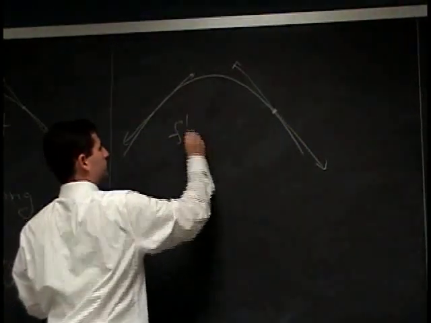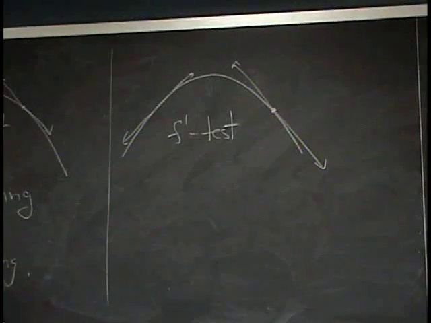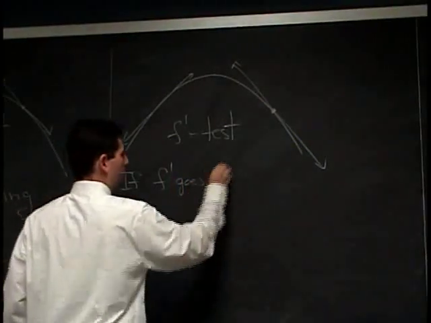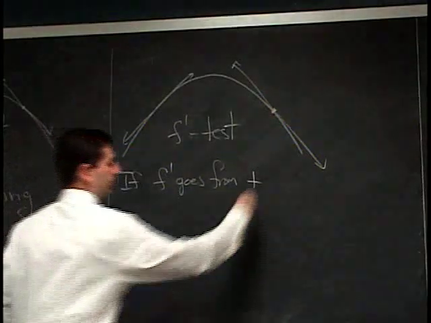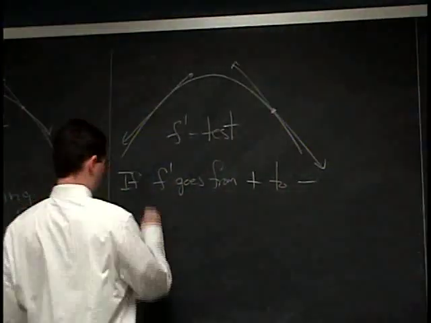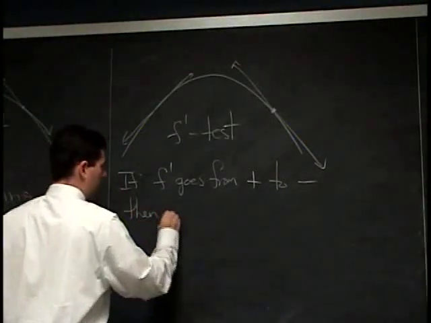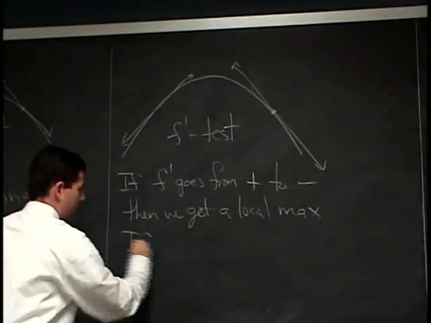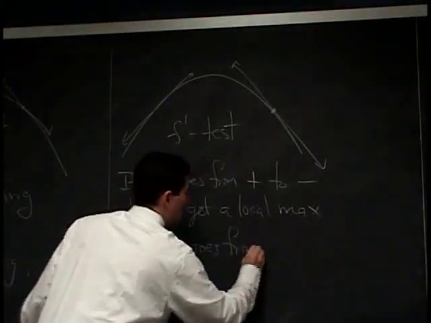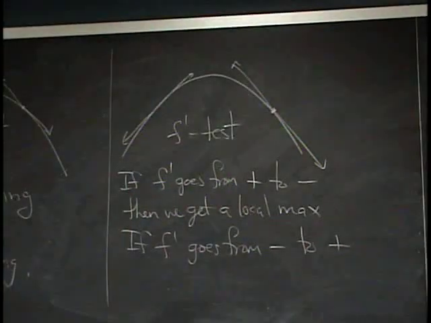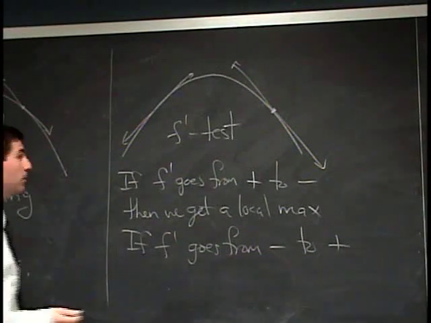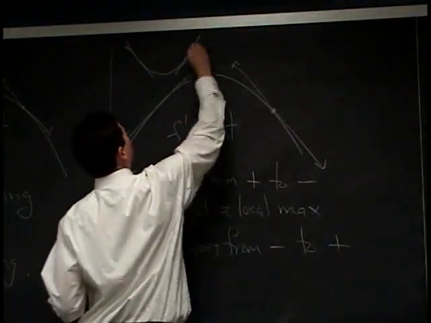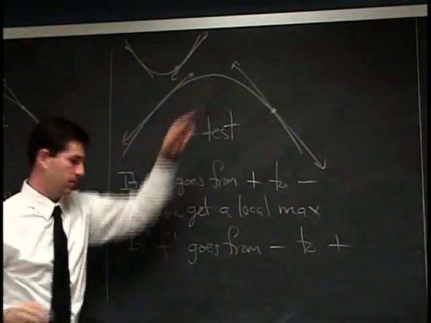So we get the first derivative test. It says if f prime goes from positive to negative, then we get a local max. Now, what do you think happens if f prime goes from negative to positive? You get a local min, right? Why? Well, negative to positive means it looks like this. It goes negative and then positive. So you must have a min.